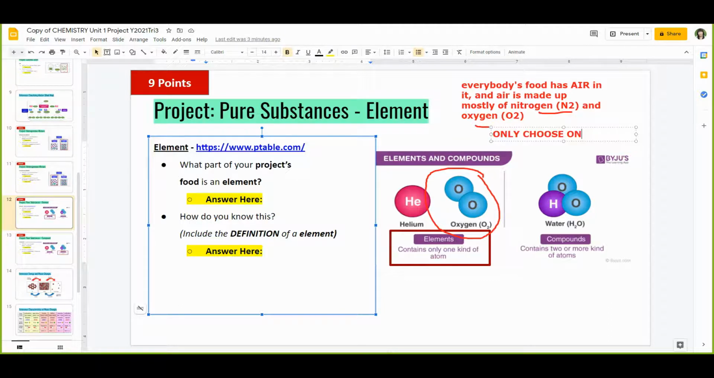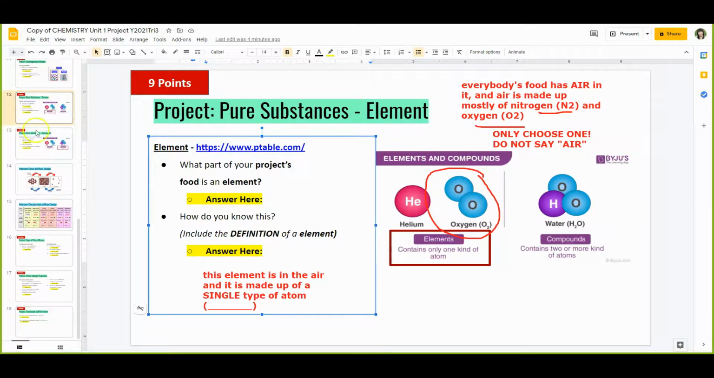Do not say air. Okay, air is not an element. You have to either say it's nitrogen or oxygen, and in the air, right? Nitrogen or oxygen from the air. Okay, and how do you know this? Again, definition of an element, you should be able to say that this element is in the air and it is made up of a single type of atom, and you should be able to identify that type of atom, right? Is it only nitrogen, only oxygen, etc., etc. Okay, so that'll be your element.